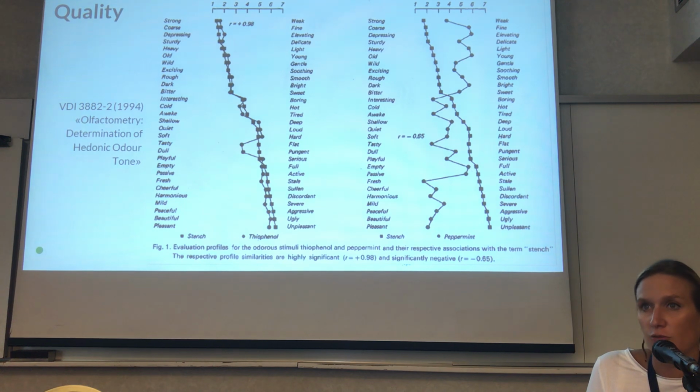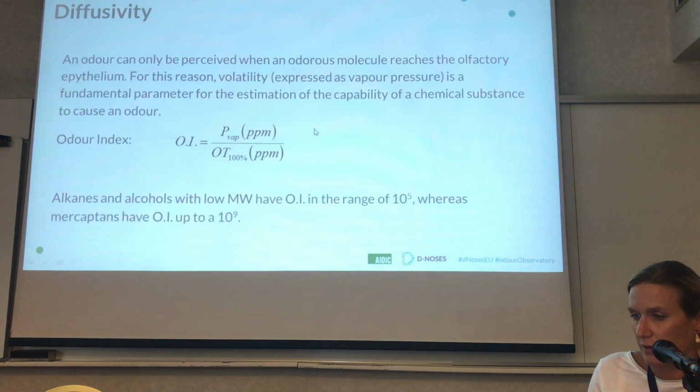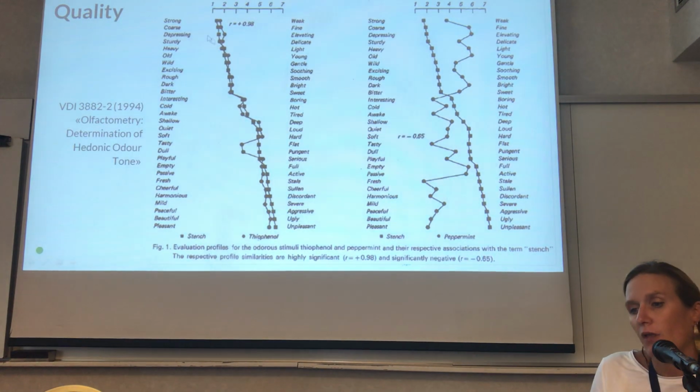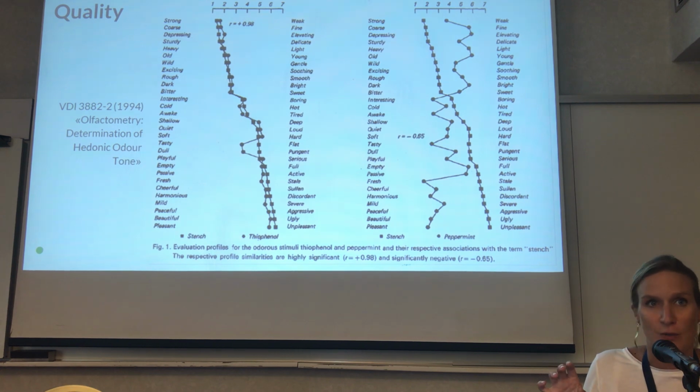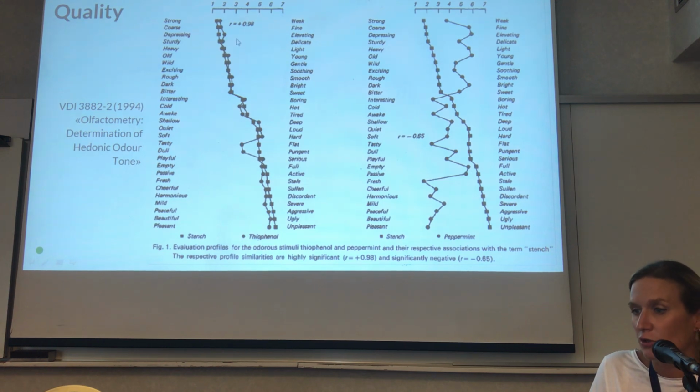And this is a graph I took from the VDI 3882, which is the German guideline on the determination of hedonic odor tone, which is different, we will see it later, but there is an example of how you can describe the quality of an odor. Here you see different descriptors: strong, weak, coarse, fine. Each row has on one side one descriptor and on the other one its contrary. And so also here you see that you have to evaluate from 1 to 7 to give a score to each one of these descriptors to characterize an odor.